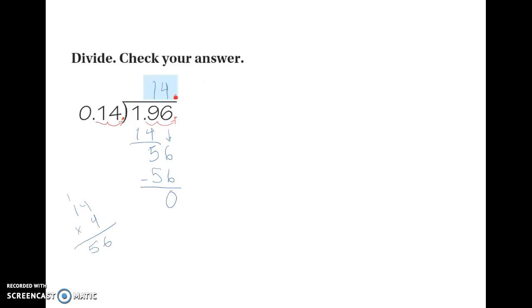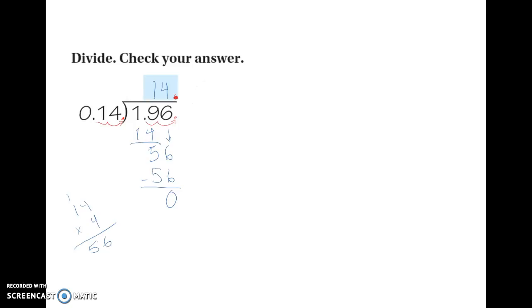Great, I got that the answer is 14. And that the answer is actually 14, whole number 14, because the decimal point is here. So it's not 1.4 or anything like that. I want to double check that that's right. So I'm going to use multiplication to check my answer. What multiplication problem am I going to do to check whether I got this right?